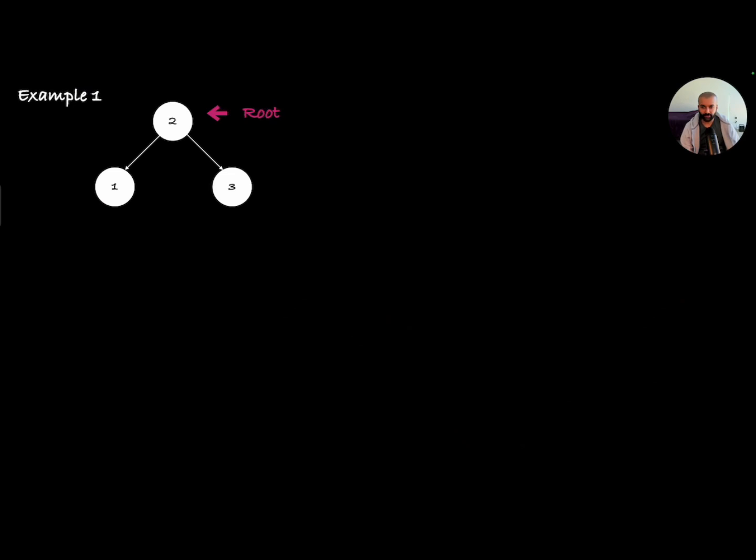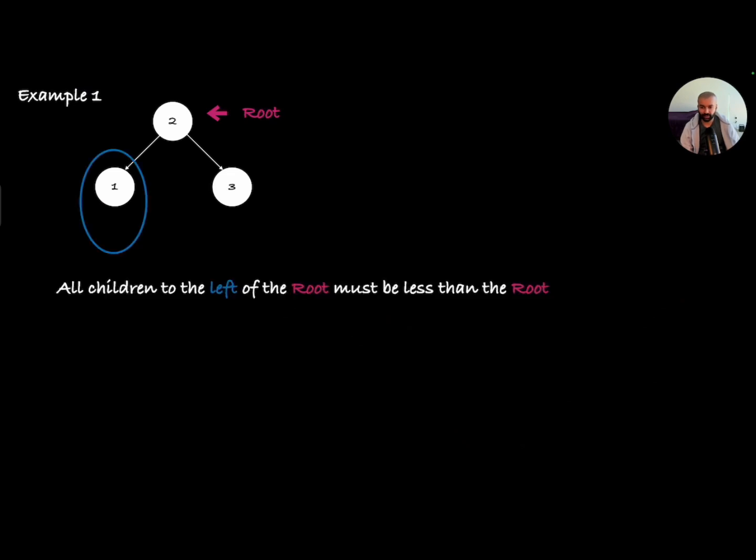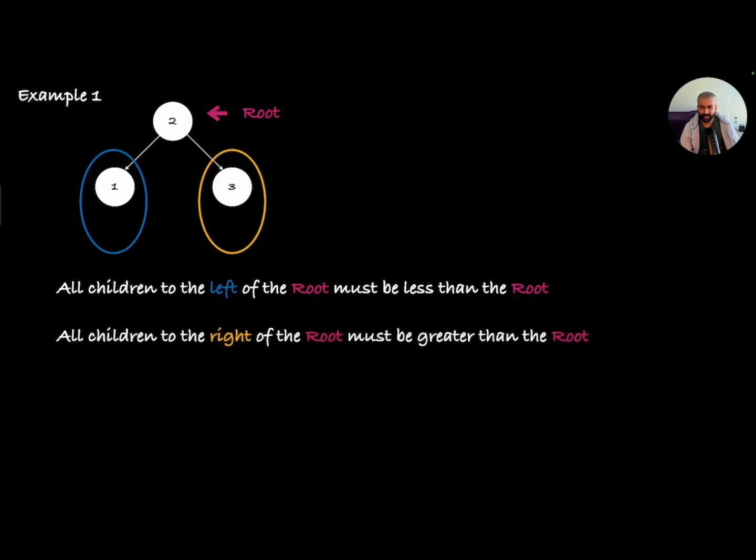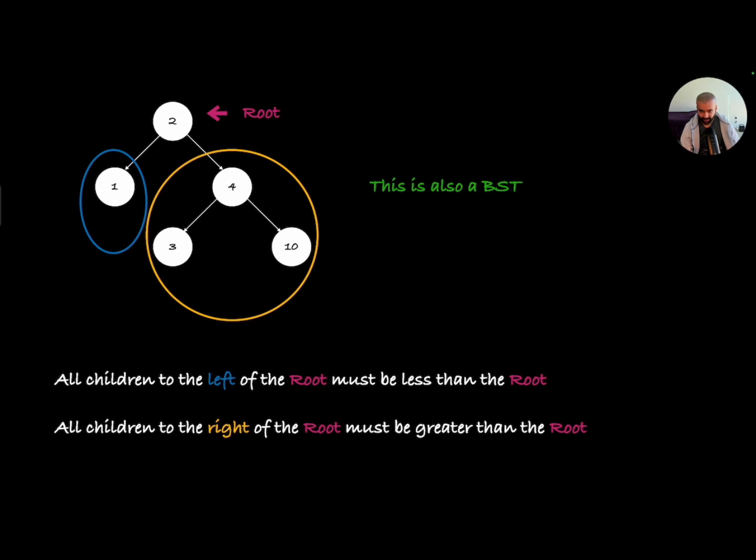Let's dive right into this. I've drawn out a tree here. Basically, all the children to the left of the root must be less than the root, and all the children to the right of the root must be greater than the root. And when I say root, I mean the value of the root. This is a valid BST. This is also a valid BST.